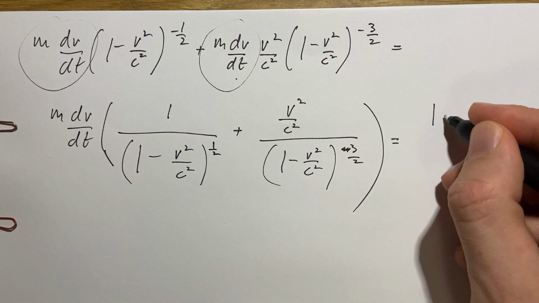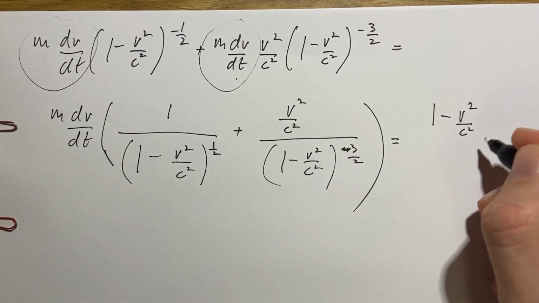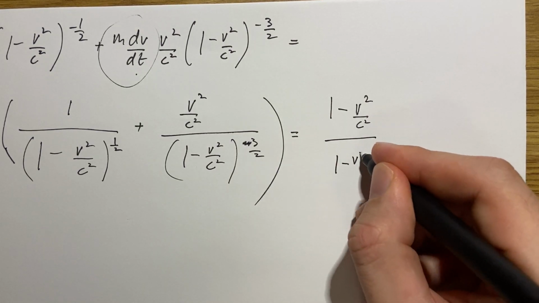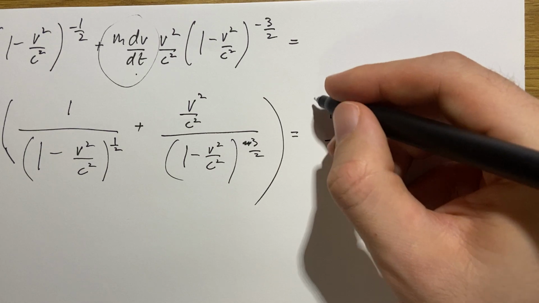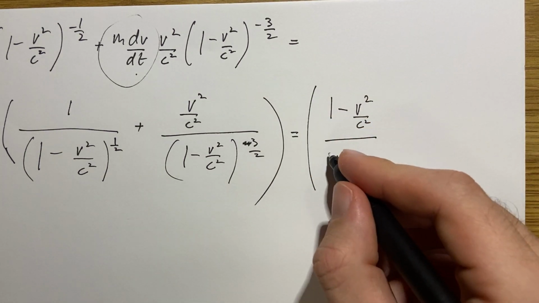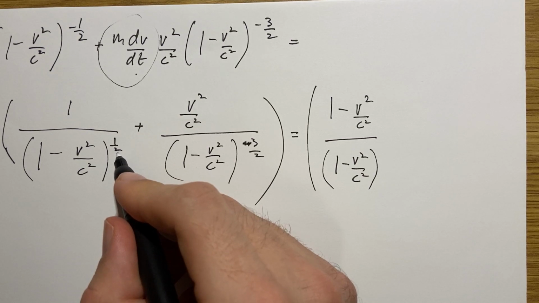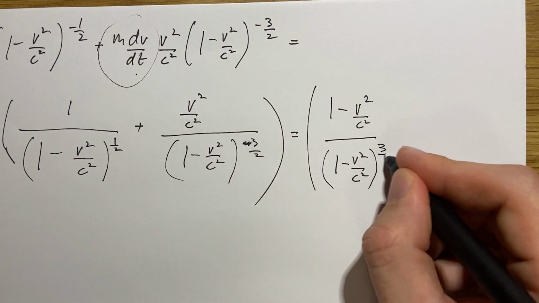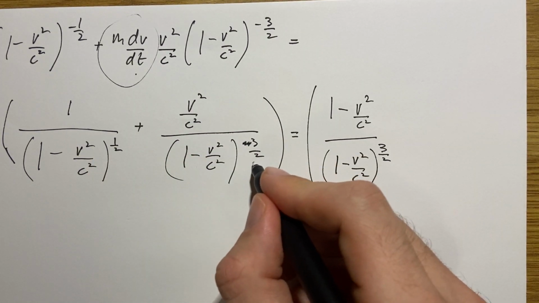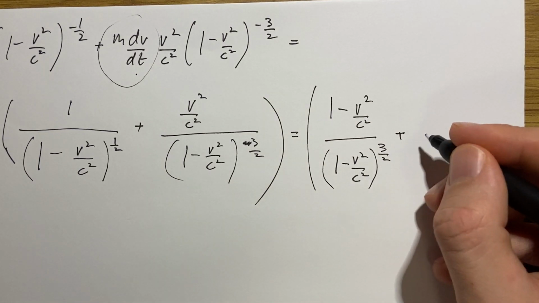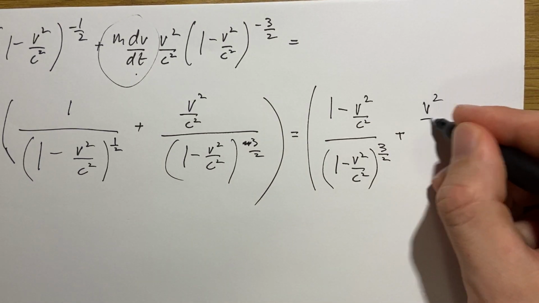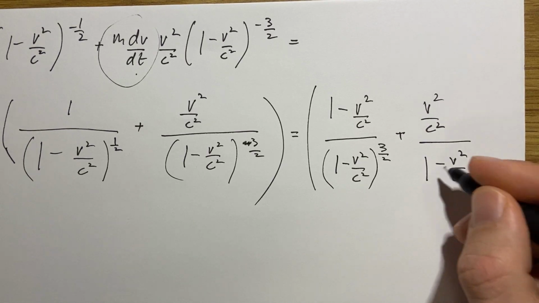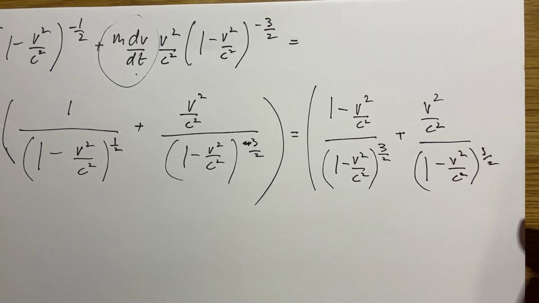So let's go ahead and do that. Then we will end up with 1 minus v squared over c squared divided by 1 minus v squared over c squared to the power of, we need to add 1 because we multiplied both numerator and denominator with this expression. So we get 3/2. That's great because that's the same power as in the other fraction. Plus v squared over c squared divided by 1 minus v squared over c squared to the power of 3/2.